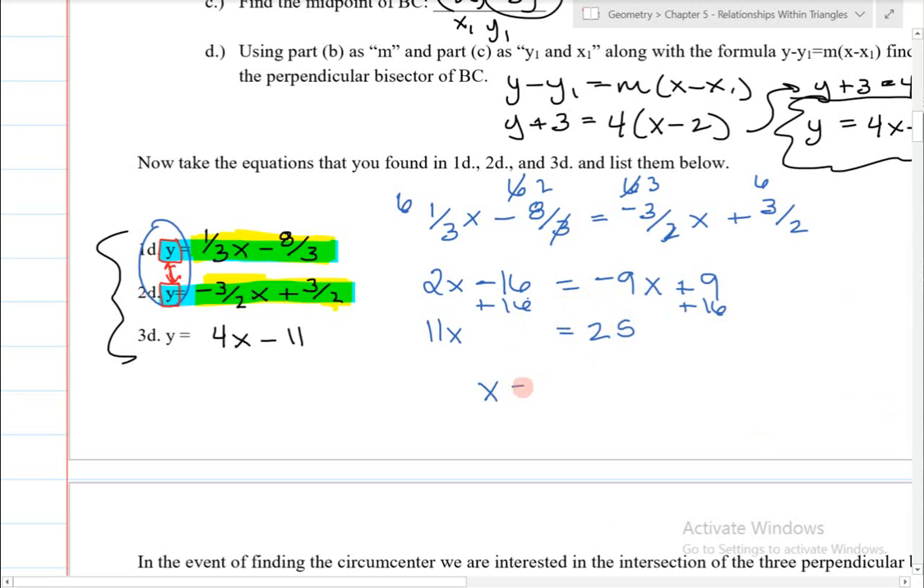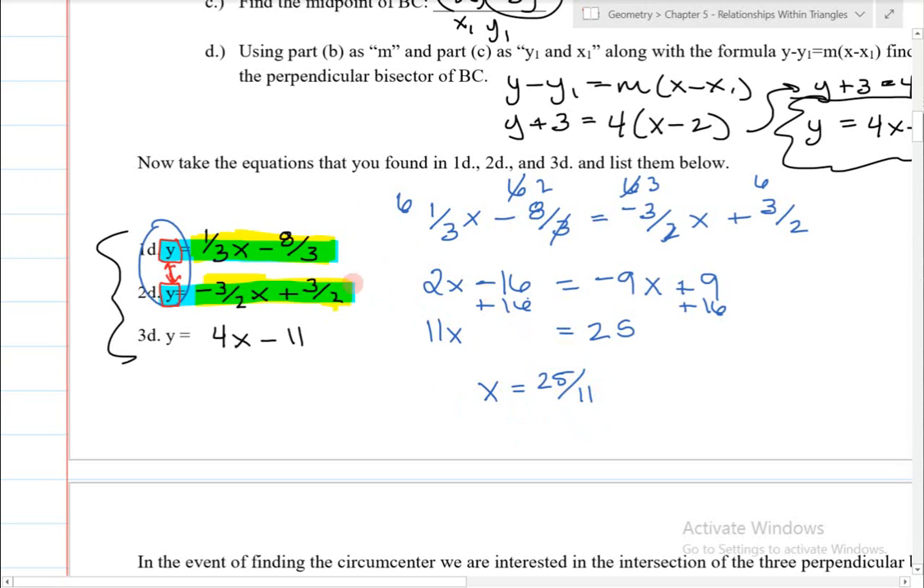So then x will be 25 11ths. Now that's an ugly number, right? And there's no way around it. Most of the time, the circumcenter is not going to be a real pretty ordered pair. Okay? Now, we have to find the y value. We have to find the y value that pairs up with this x value.